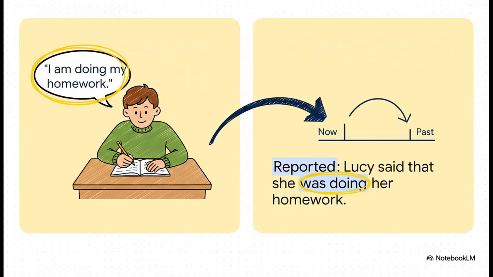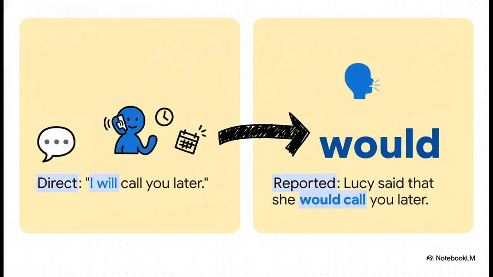Let's do another one. I am doing my homework. Okay, so am doing is present continuous. So when we report it, we just take one step back to the past continuous, was doing. And again, the pronoun I changes to she, which gives us Lucy said that she was doing her homework. It's a pattern, right? And let's do one more, this time for the future tense. I will call you later. Now remember the rule for the future. It's the easiest one of all. Will just becomes would. So you get, Lucy said that she would call you later. It's that predictable every single time.